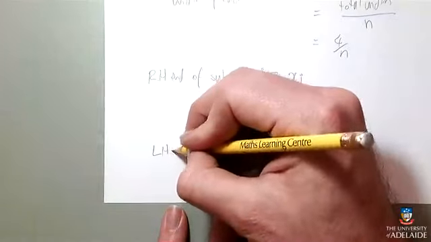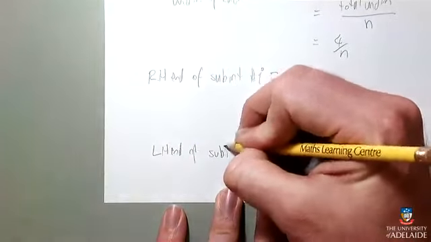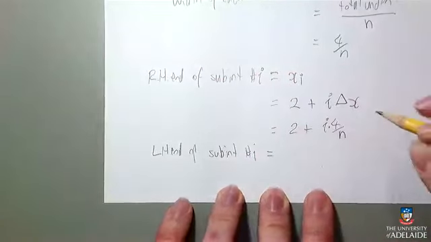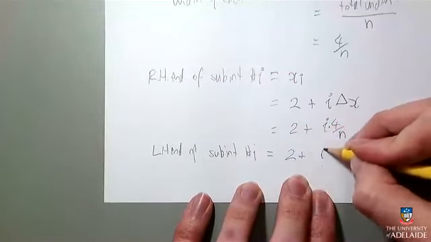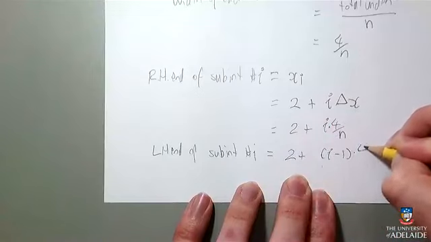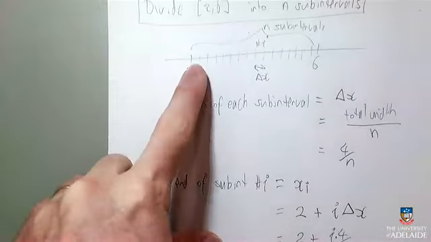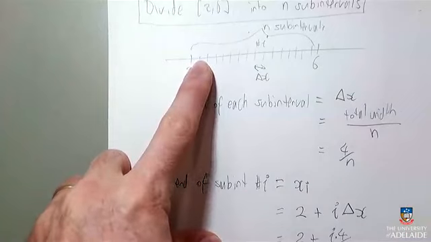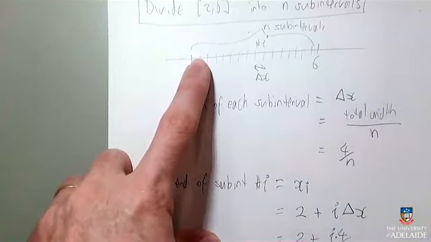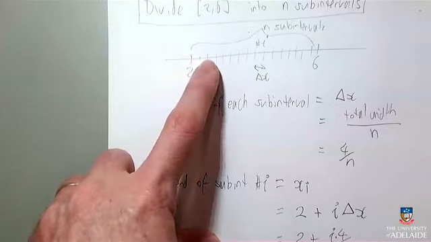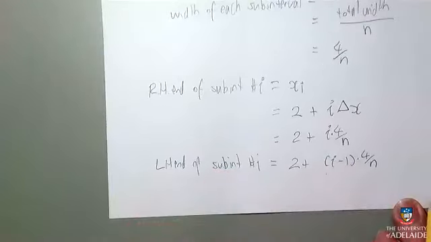And the left-hand end of subinterval number i will be the step before that. So if the right-hand end adds on i lots of delta x, well, the left-hand end must be 1 lot of delta x before that. So it's i minus 1 lots of delta x. The beginning of interval number 1 is 2 and no lots of delta x. The beginning of interval number 2 is this and 1 lot of delta x. The beginning of interval number 3 is this and 2 lots of delta x. So it's always 1 less than the interval you're up to.